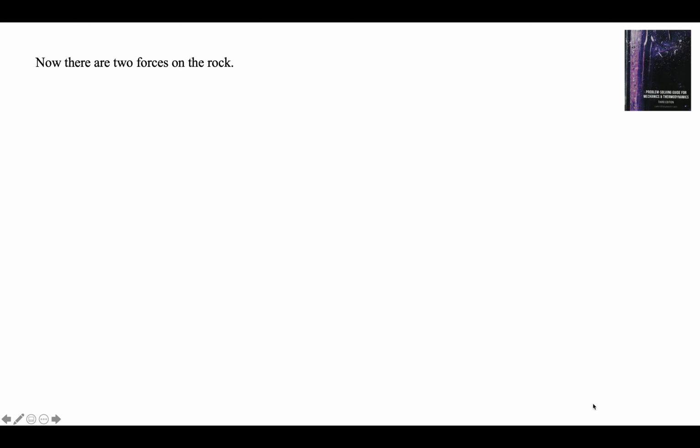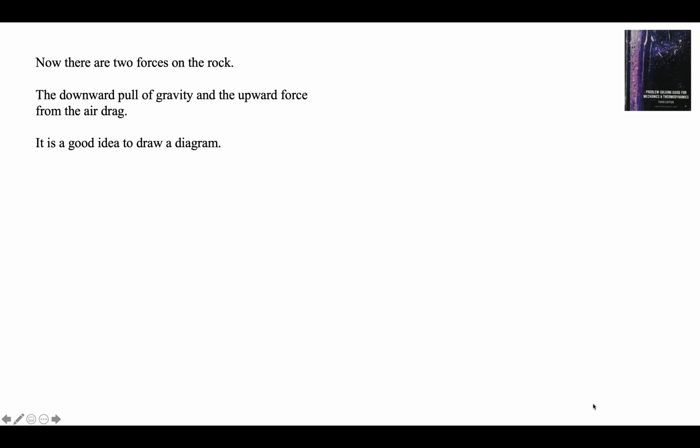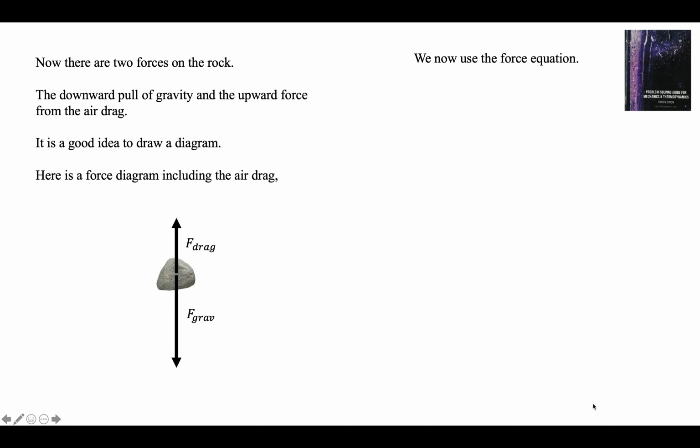Now there are two forces on the rock, the downward pull of gravity, the upward force of the air drag, and it's always a good idea to draw a force diagram. And here it is with the air drag in it. The air drag's upward, the gravity's downward. Gravity's winning because it's accelerating downward. The net force is downward. The gravitational force is bigger.